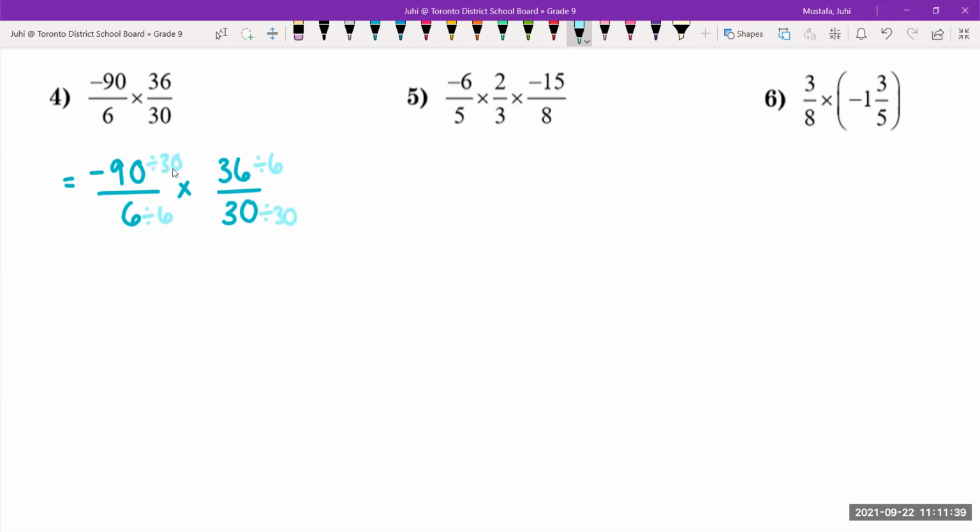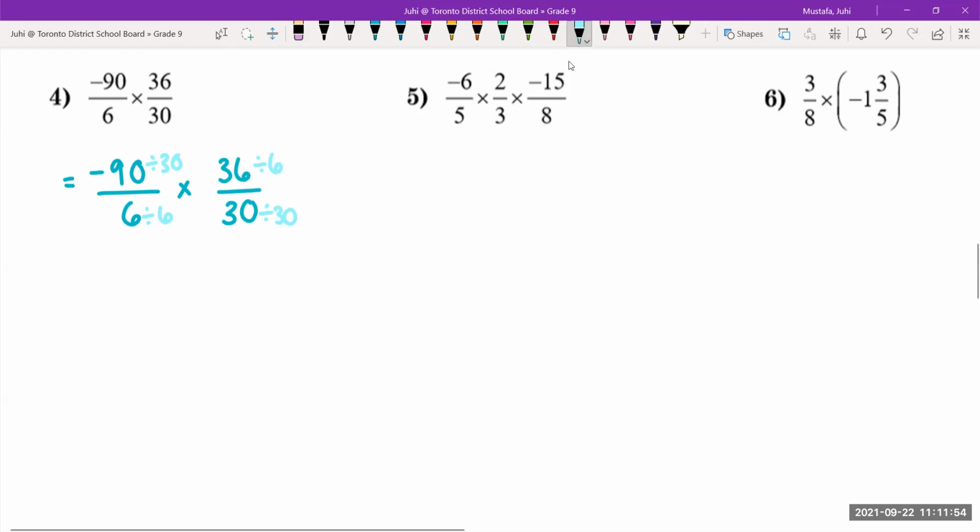Let me review the rules of cross-reducing again. You can only do it for a multiplication question, and you can only cross-reduce numbers that are either on top of one another or diagonal, okay? So you could not cross-reduce 6 and 30. Even though they're divisible, they're side by side, you're not allowed to cross-reduce those.